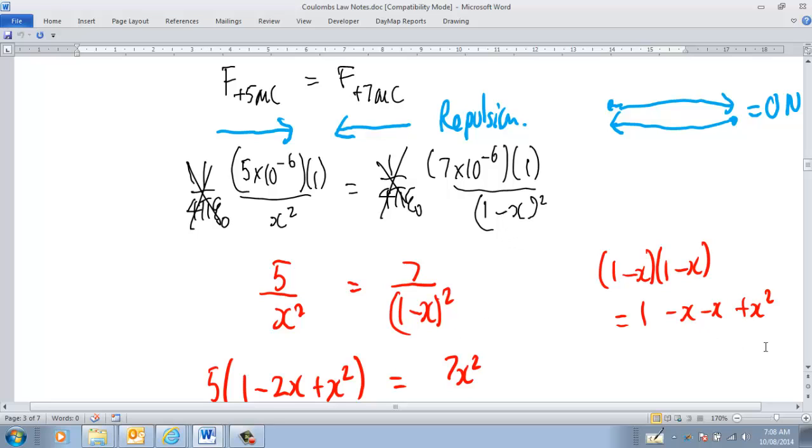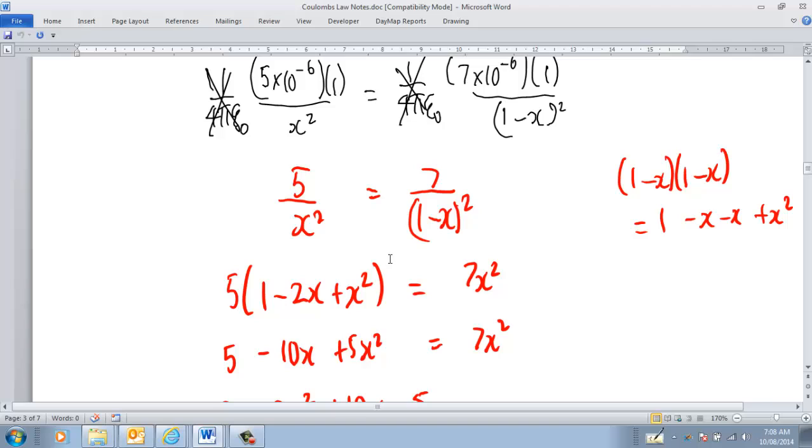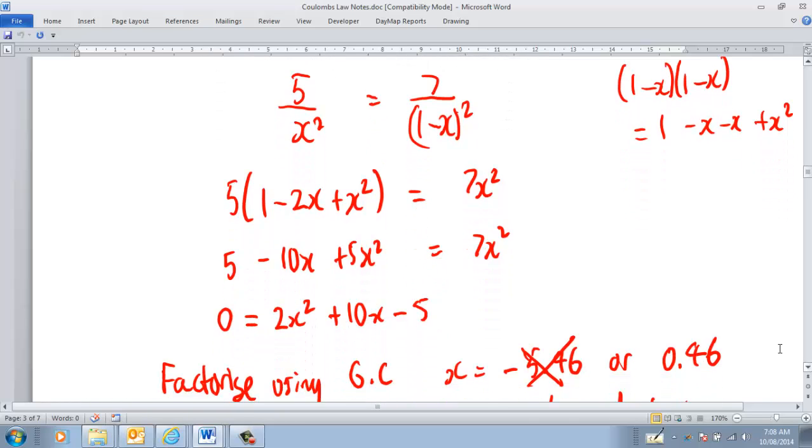So this actually becomes a mathematical question. Alright, and we're just going to use quadratics to solve this. So this up the top line, we cross multiply to get rid of the fraction. So that's going to be 5 times (1 take 2x plus x squared). That's going to be 7x squared. So then what we can do is we can rearrange this equation, can't we? So bring the 7 across, or bring this across to the side over here. So 7x squared take 5x squared is going to give me 2x squared. That negative 10x is going to become plus 10x, and the plus 5 is going to become negative 5.